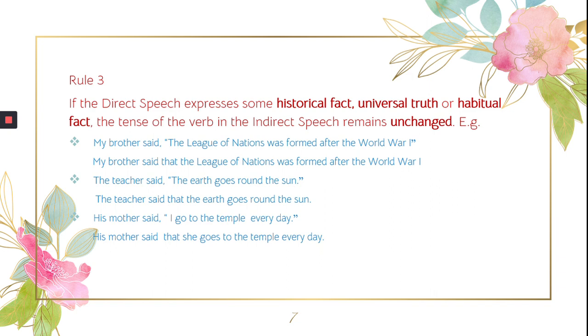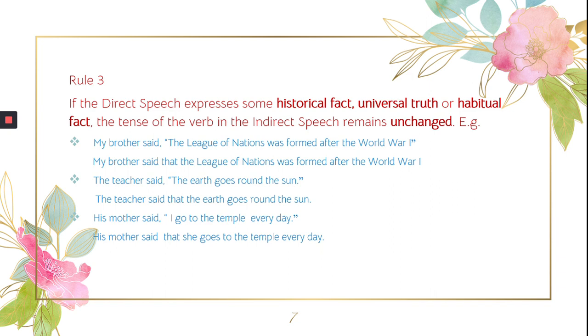The next example is, the teacher said, "The earth goes around the sun." Now it is an example of a universal truth. So here again the tense of the verb remains unchanged. We can see that the indirect speech of the sentence is, the teacher said that the earth goes round the sun.